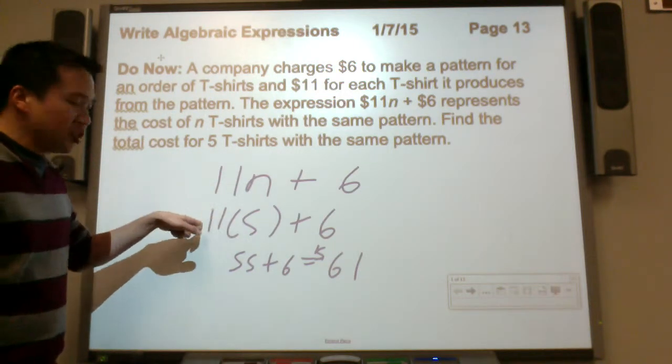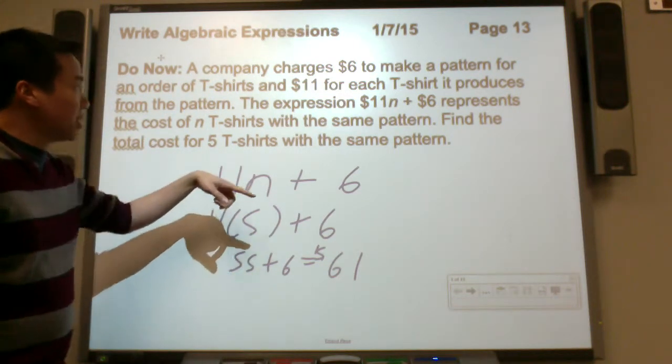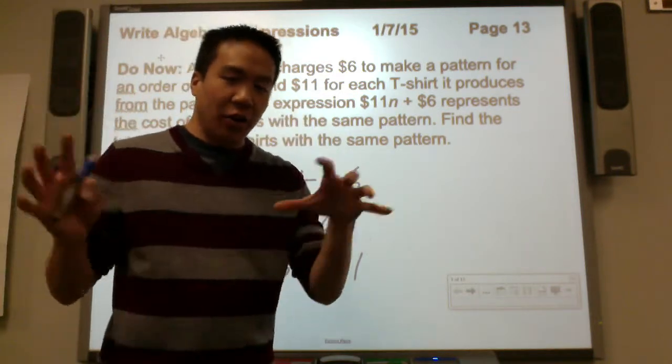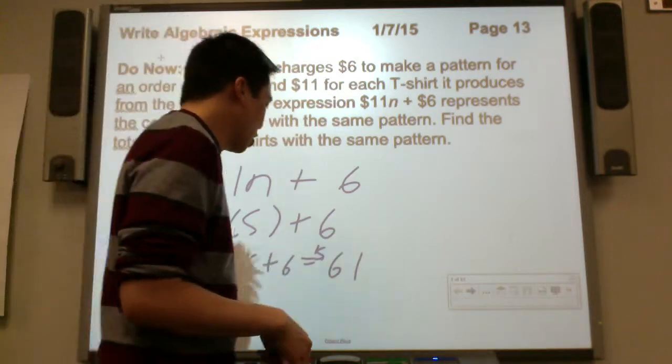Each shirt costs you $11. That's $55, plus $6 to charge to make the pattern. They had to design it on the computer. So $61.